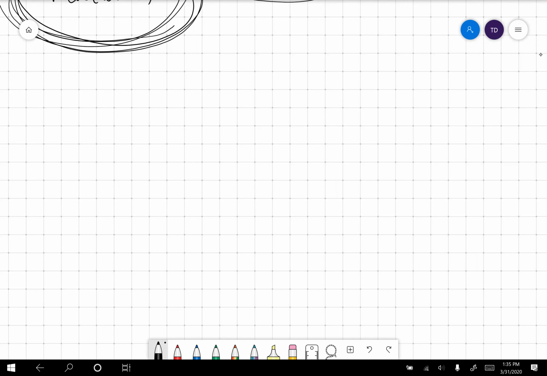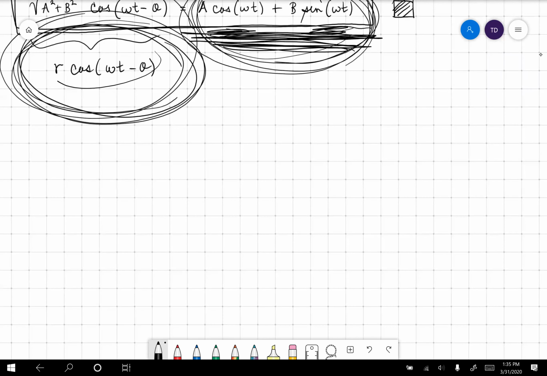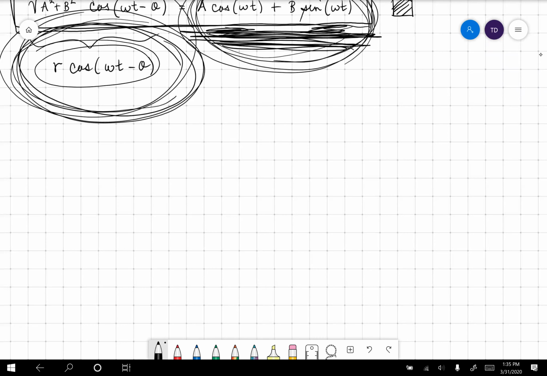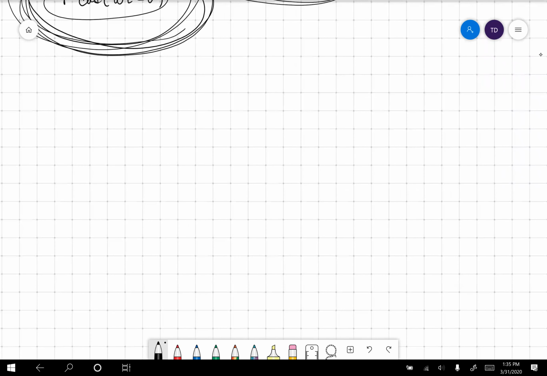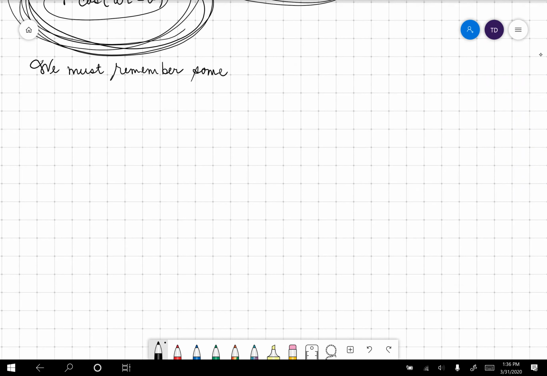Okay. So this is what we're going to do. We're going to look at the form that looks more like this than anything that we've had before. In order to do some work here, we're going to need to recall some basic trig identities. So we must remember them. If you don't remember them, get these in your notes or use those CRC tables.